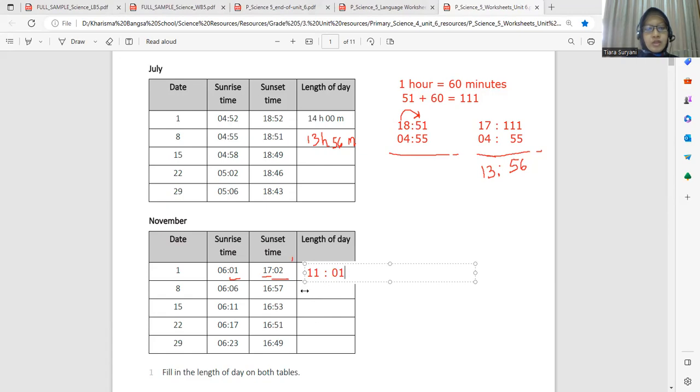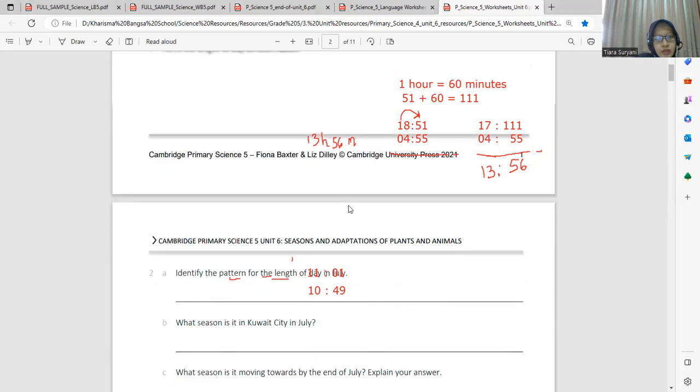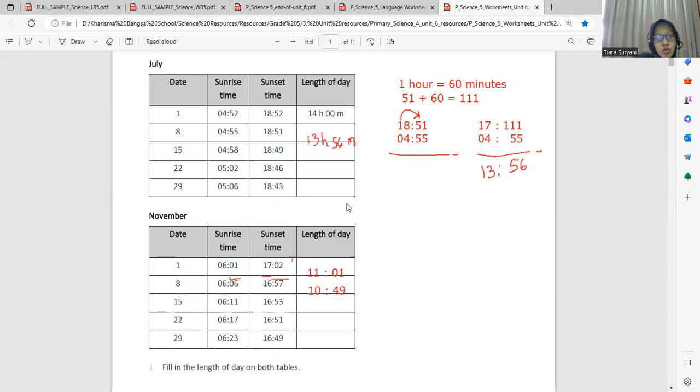And then 57 minus 6 equals 51, and then 16 minus 6 equals 10. So it is also getting shorter. Both of them are getting shorter. The pattern for the length of day in July is that it's getting shorter.